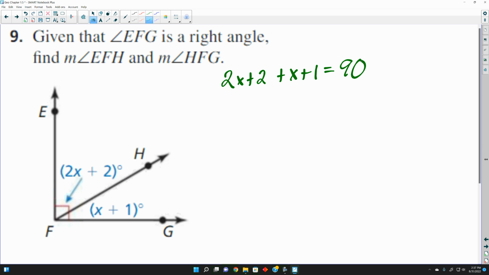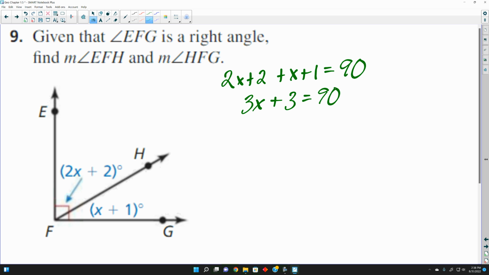So what can we do first? We're going to combine like terms. So what are our like terms? 2x and x, yes, which add together to be 3x. And 2 and 1 make 3. What can we do next?